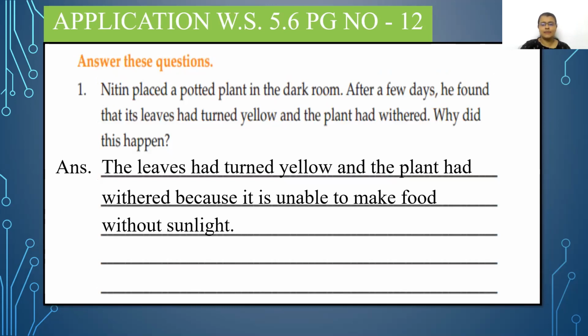Now, worksheet 5.6, which is on page number 12. First one, Nitin placed a potted plant in a dark room. After a few days, he found that its leaves had turned yellow and the plant had withered. Why did this happen? The leaves turned yellow and the plant withered because it is unable to make food without sunlight. So obviously, children, the plant is going to die, right?